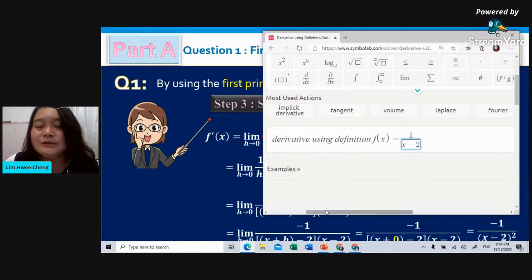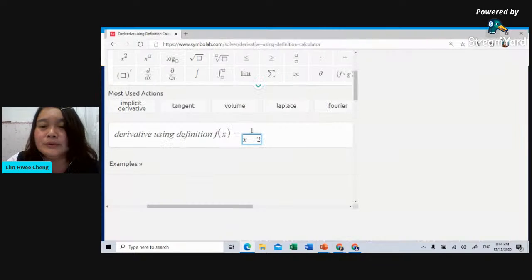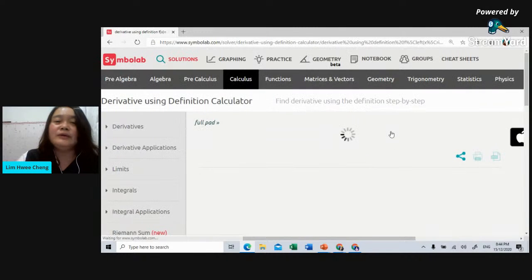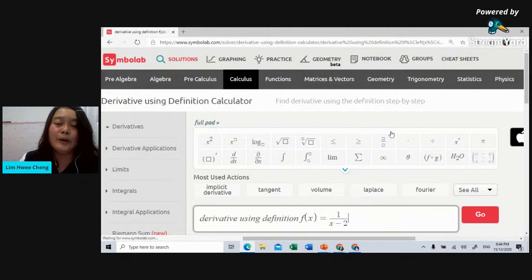Okay, then what should you do? You just press the button of 0. Okay, let me enlarge it. You go press the go button, so let the symbolic do it for you. Okay, so you just see. You can check whether your answer is correct or not.